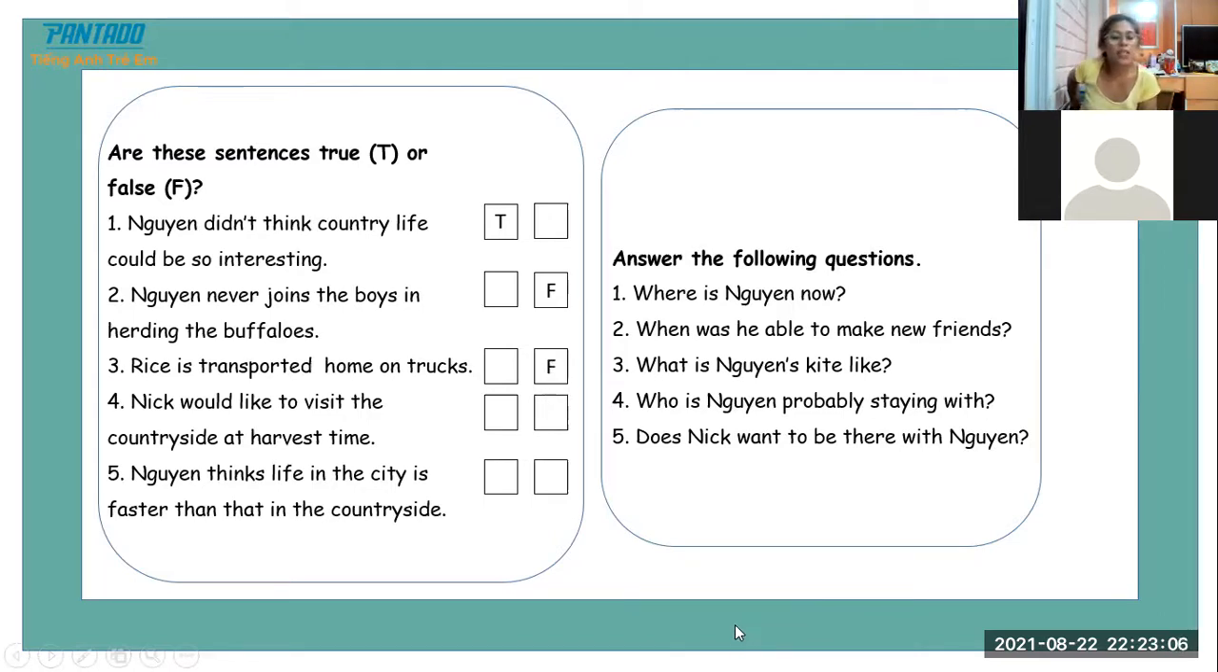Okay. Nick would like to visit the countryside at harvest time. False. Okay, it's true. Nick would like to visit the countryside. Nguyen thinks life in the city is faster than in the countryside. True. Now, can you answer the following questions?